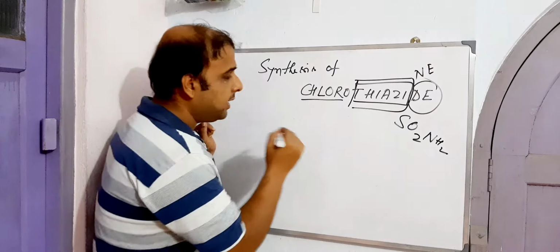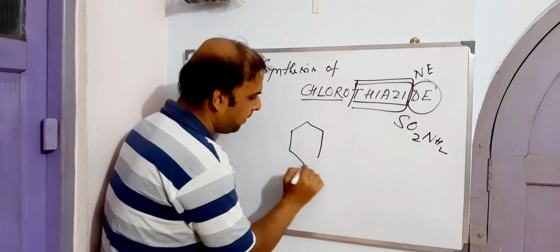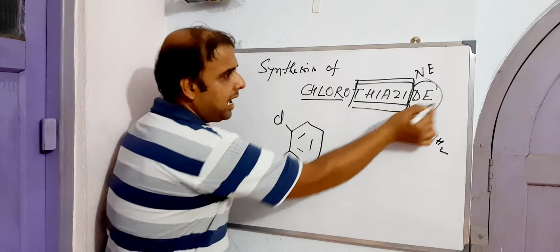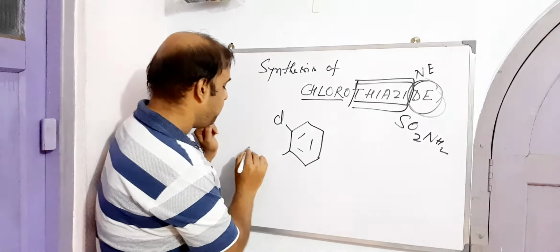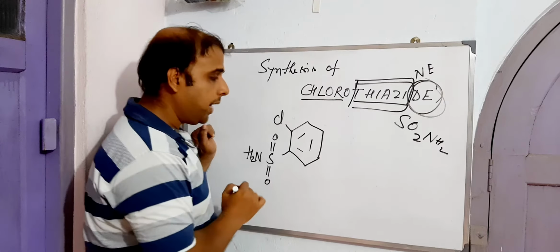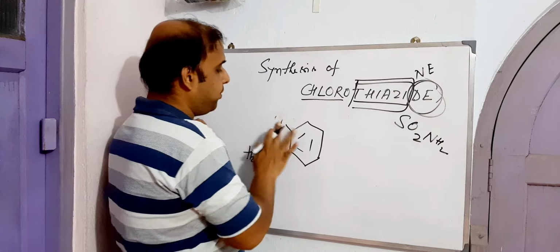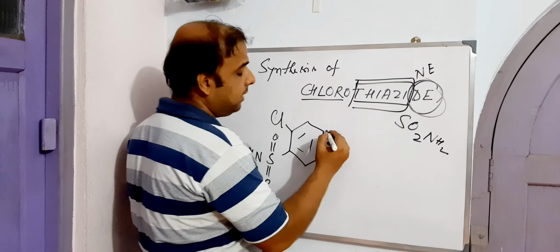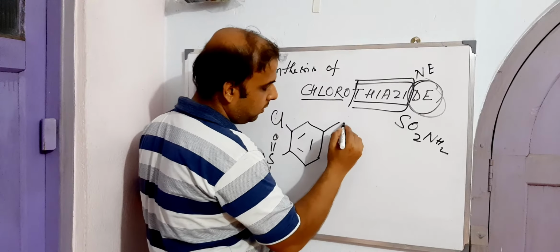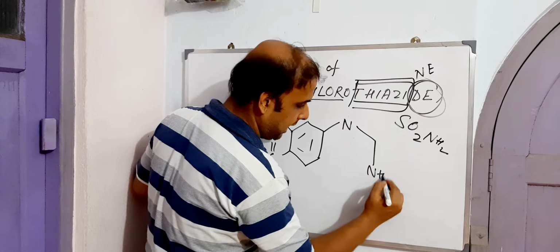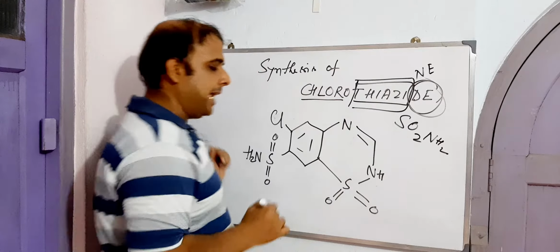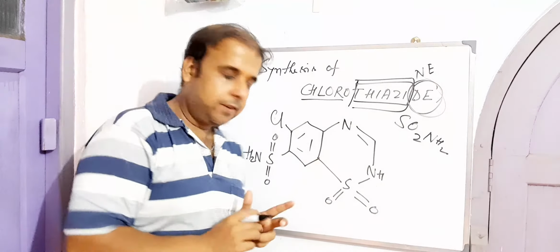So with all this information, at least we can develop a structure like this. Cl, and here also a sulfamoyl group should be there, which we'll keep here like this. Cl I should write not in this way, but like this. Then moving on, we can write nitrogen here, followed by sulfur. So it looks like this, and this is how we are done with the structure of chlorothiazide.